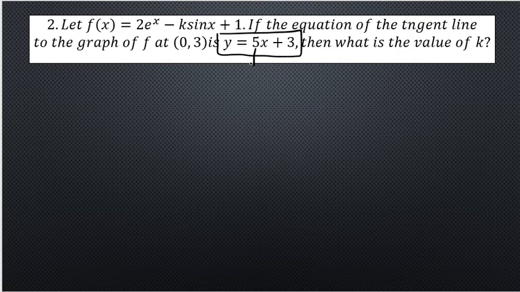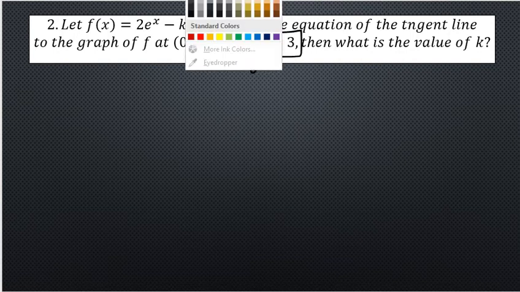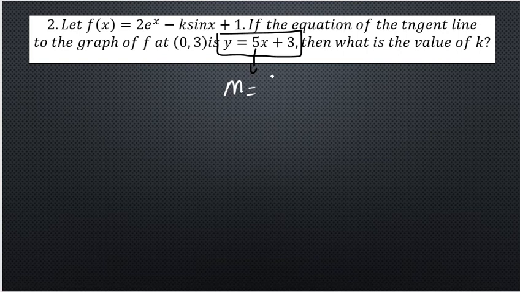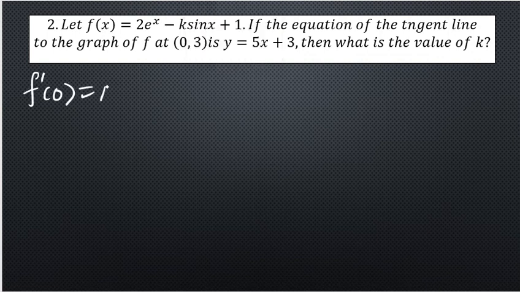So the slope of this line is the same as the derivative of the given function at a point a, where a is the first coordinate of the point. The curve is tangent at the point (0, 3), which means the derivative of the function at 0 will give you the slope. Let's write it again. So the derivative of the function at 0 is the same as the slope.